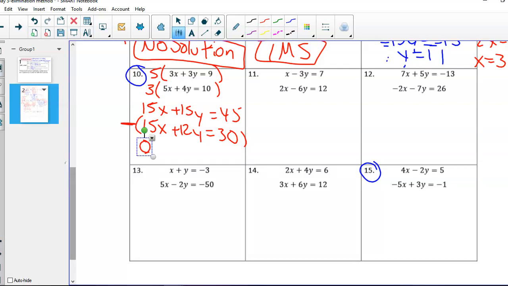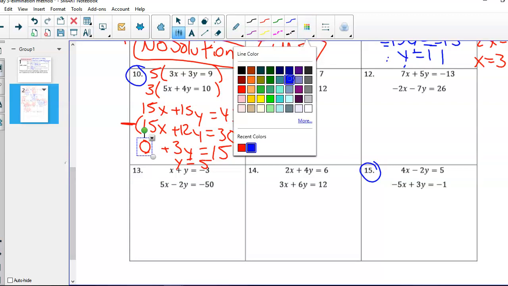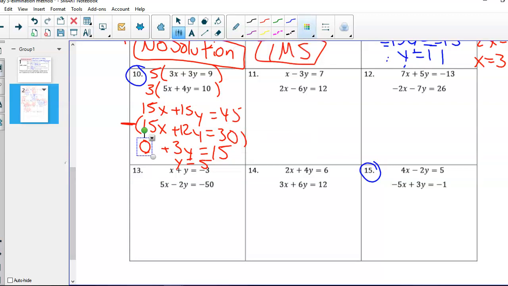15y minus 12y is 3y. 45 minus 30, 15. So we still end up doing the same thing. We just added in 2 extra steps before we ever got there. So in this case, y equals 5. When you added in both of those extra steps and then you solve for a number, you can either put this into one of the 2 originals or put this in one of the 2 new ones. It does not matter. You should get the same thing either way.